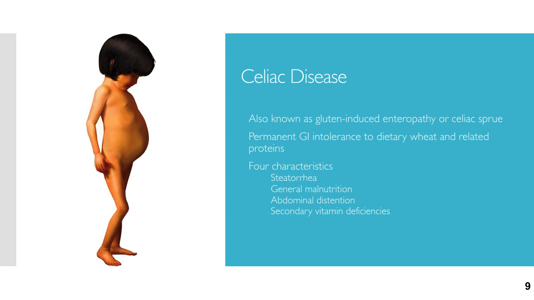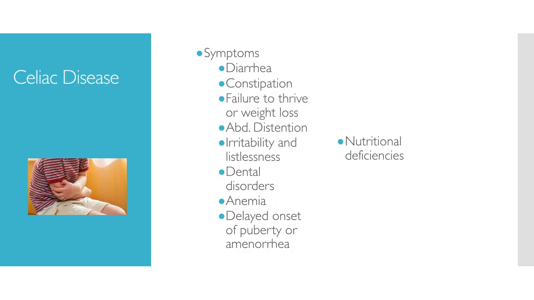So look at this picture of this child. It's got little skinny thin arms and legs and a distended abdomen. Also, there may be secondary vitamin deficiencies associated with it as well. The symptoms include diarrhea, constipation. Yeah, you could have one or the other. Failure to thrive or weight loss, abdominal distension, irritability and listlessness, dental disorders, anemia, delayed puberty or amenorrhea.